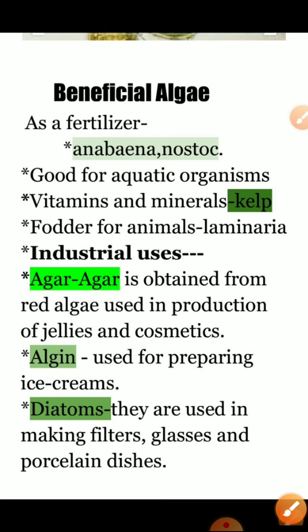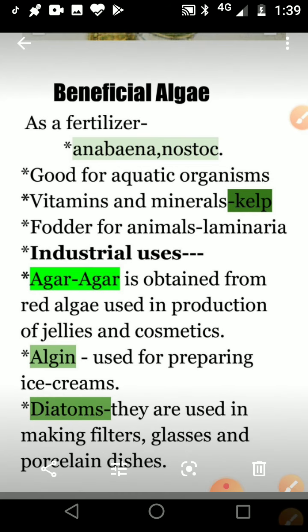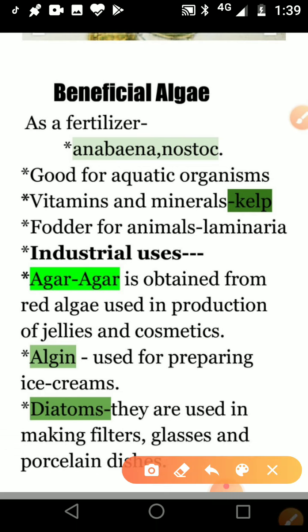Now move to the next part: how these algae are beneficial. Why are these algae beneficial? They are used as fertilizers, like Anabaena and Nostoc. Why? Because they help to fix nitrogen. We know that in your first chapter you learned about the nitrogen cycle, in which we taught you how gaseous nitrogen is fixed. These are certain microorganisms that fix nitrogen, and those nitrogen compounds are utilized by the plants. That is how they are used as fertilizers.